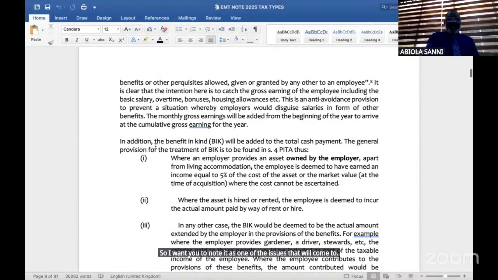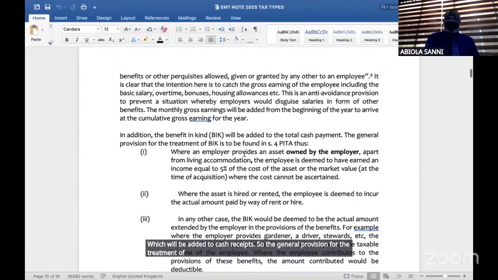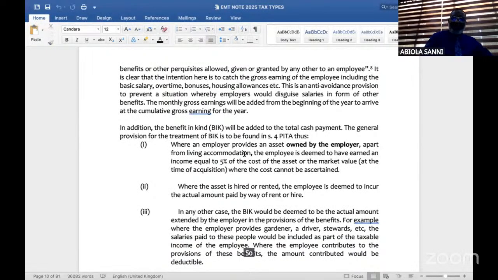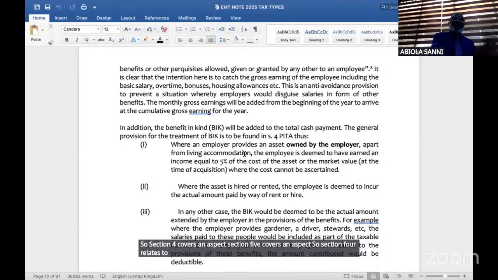In addition to all that, there is also benefit in kind, which will be added to cash receipt. So the general provision for the treatment of benefit in kind you see in section 4. Section 4 covers an aspect, section 5 covers an aspect. Section 4 relates to assets apart from accommodation.